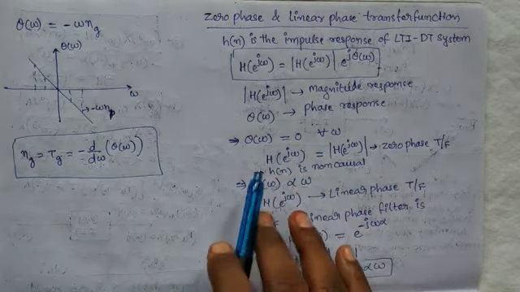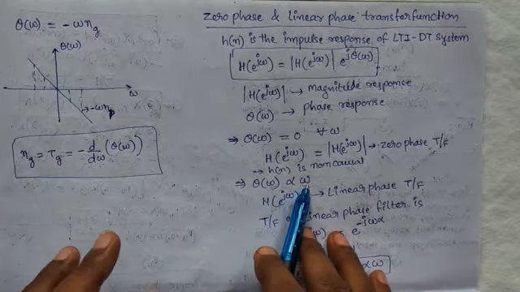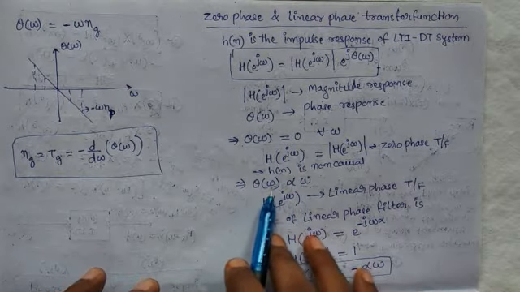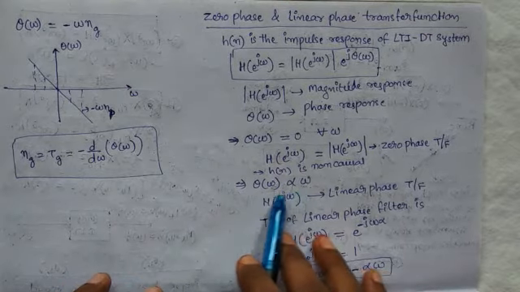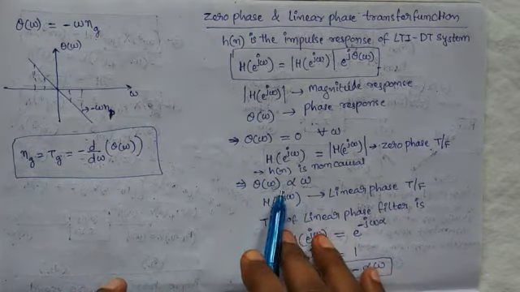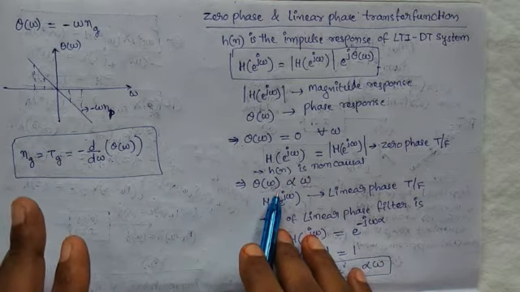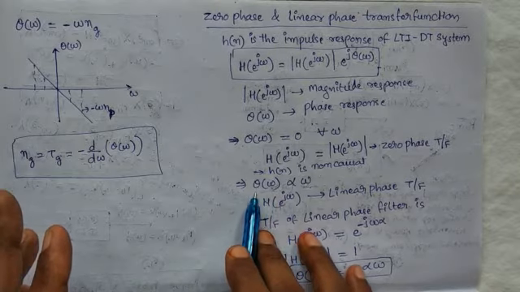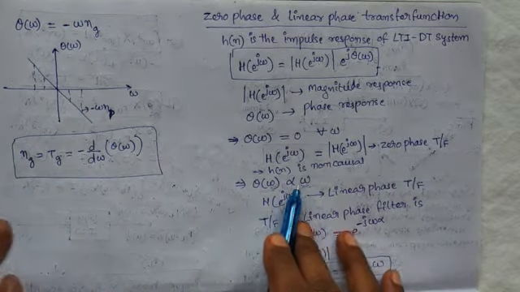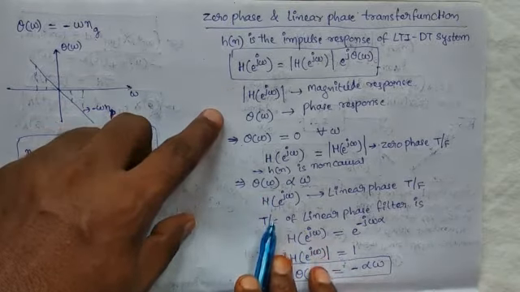If theta of omega is proportional to the frequency, the phase angle varies linearly with omega. Here the transfer function is called the linear phase transfer function. That means the phase angle varies linearly with omega, and the transfer function h of e power j omega is called the linear phase transfer function.